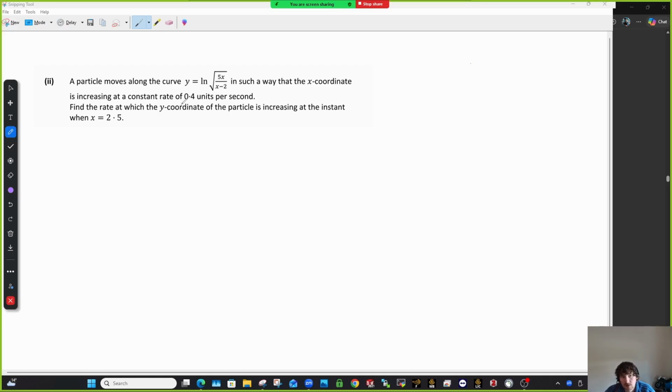Now we've been told something here, so we need to be careful. In such a way that the x-coordinate is increasing at a rate of 0.4 units per second. So that basically is dx/dt, if you're happy with that. dx/dt there, we've just been told increasing as well, so it's a plus 0.4. And then this will be the question mark. Find the rate at which the y-coordinate is increasing. So then dy/dt is a question mark here.